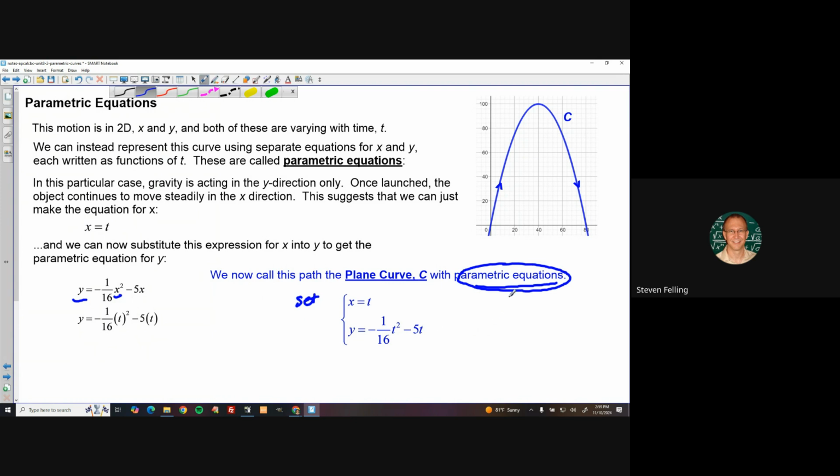Right, now one way to do this is to say, if gravity is operating in this direction, then once this ball is in motion, there's nothing causing it to change its horizontal motion. It's just going to keep moving steadily in that direction.